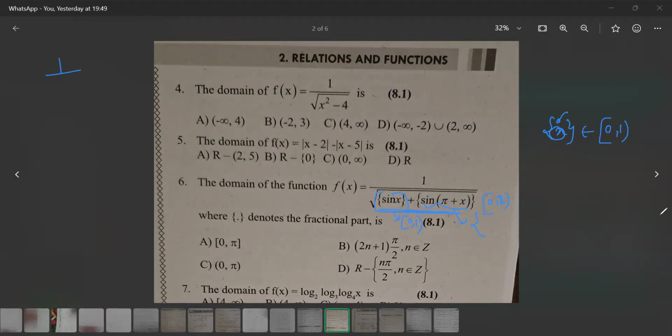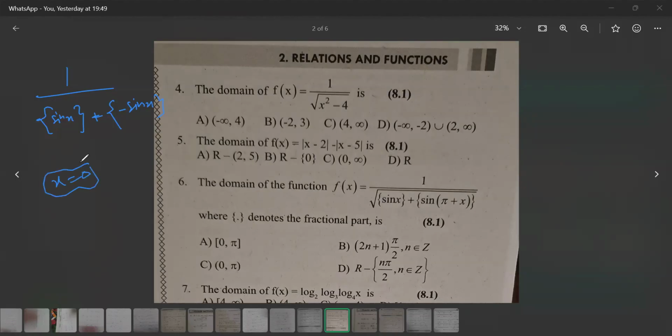Now see, the overall function we are getting is sin x plus this, so here minus of sin x. Now if I put x equals to 0, how much will we get? Here sin 0 is 0, so this is root 0 plus 0. That is, you will get overall 0, and 1 by 0 is undefined, right? Now, next, is there any other value?